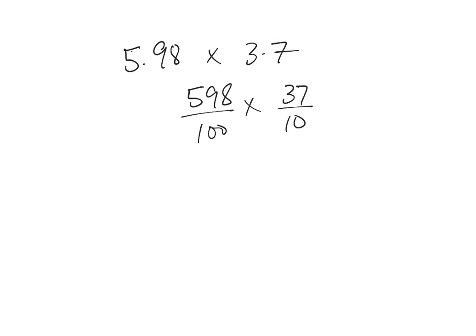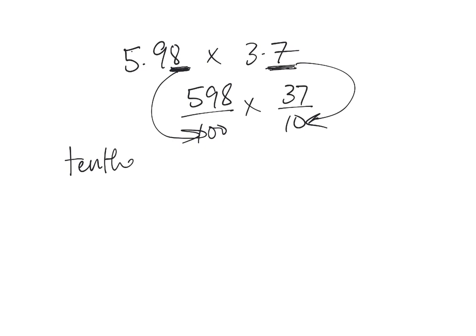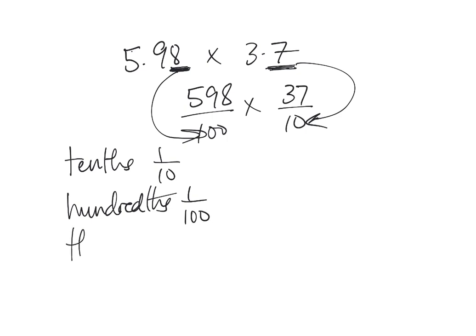over 10. If you have any questions on how I'm getting these numbers in the denominator, the key to remember is what is the place value of the last digit in question? And then that corresponds to what is going in the denominator. So when it's a tenths, you have 1 over 10. When it's a hundredths, you have 1 over 100. When it's a thousandths, you have 1 over 1,000, right? So that's what's dictating the numbers in the denominator.